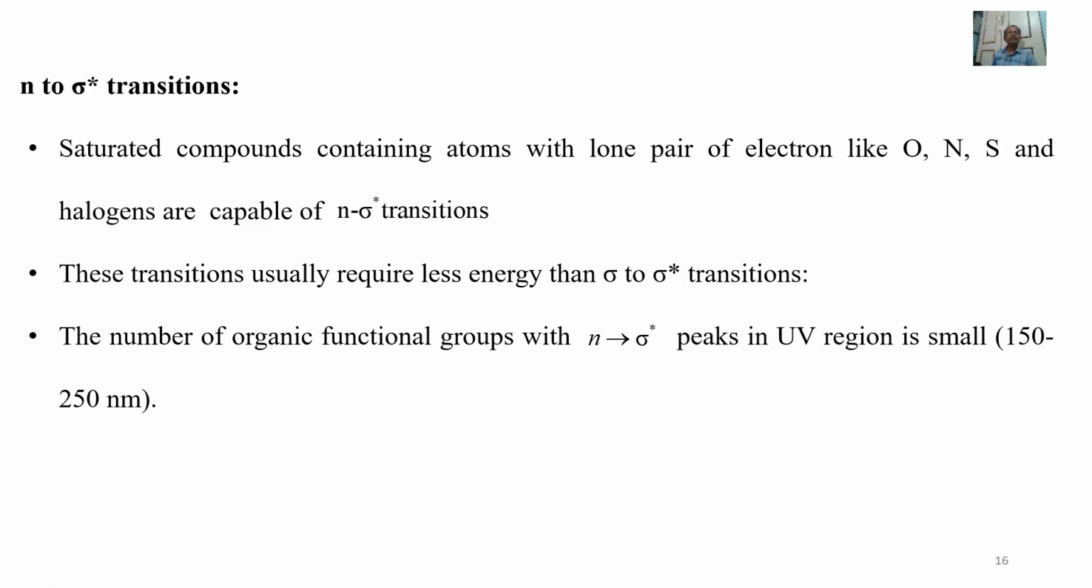n to sigma star transitions. Saturated compounds containing atoms with a lone pair of electrons like O, N, S, and halogens are capable of n to sigma star transitions. These transitions usually require less energy than sigma to sigma star transitions. The number of organic functional groups with n to sigma star peaks in the UV region is small, 150 to 250 nanometers.